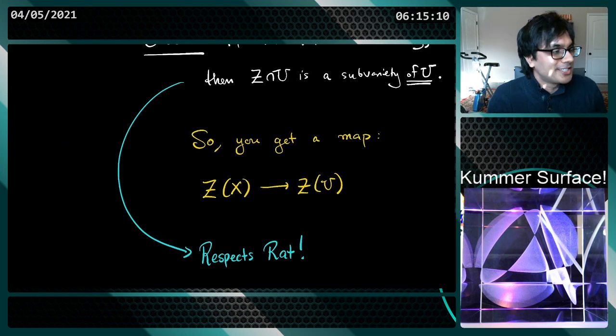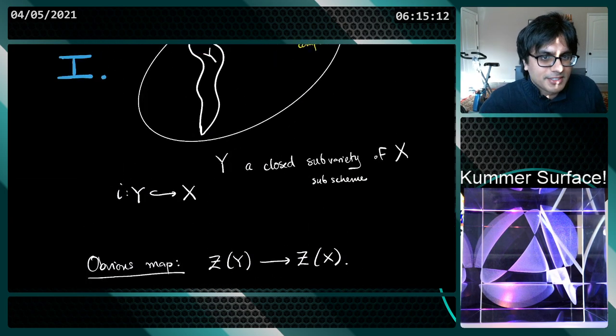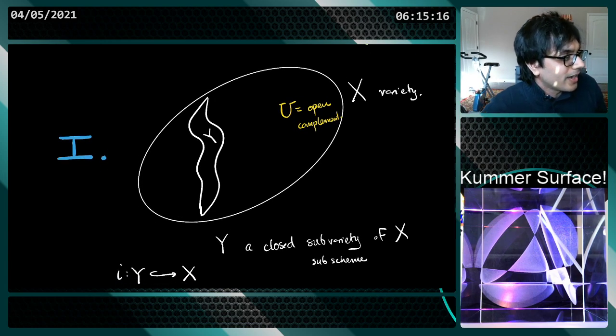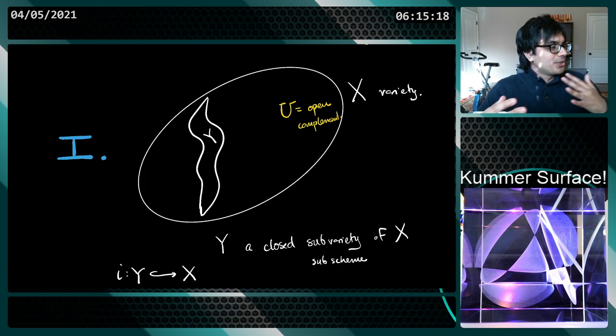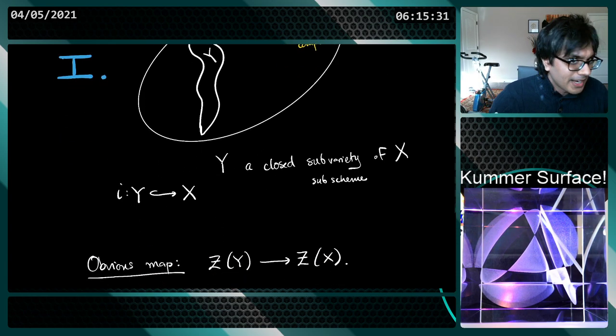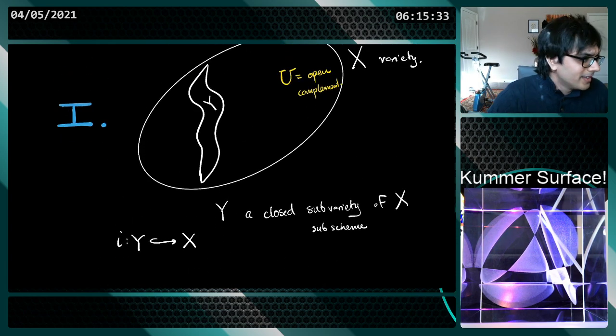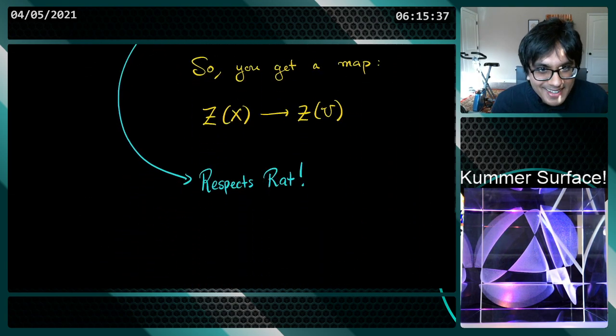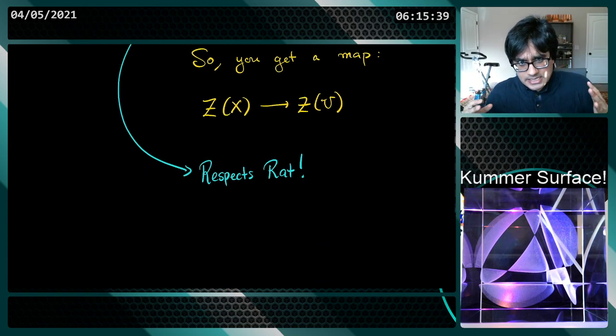U is just an open set. In this case, I'm just taking it to be the complement of this closed set Y. So I'm just thinking about two situations. Either I have a closed subset of X, do I get any kind of maps? Or I have an open subset of a variety, do I have any relationships there? I'm doing the open set version. And I'm just going to take it to be the complement. Why create a new U? Okay, so you get this.